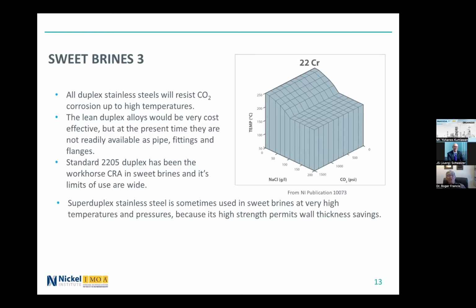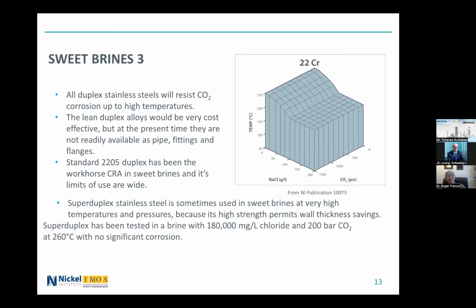Now, super duplex stainless steel is sometimes used in sweet brines at very high temperatures and pressures because its high strength permits wall thickness savings and consequent weight savings. Super duplex has been tested in a brine with 180,000 milligrams per litre chloride and 200 bar of carbon dioxide at 260 degrees centigrade with no significant corrosion. It has been used as wireline in some very hot and high pressure wells in Asia with great success.